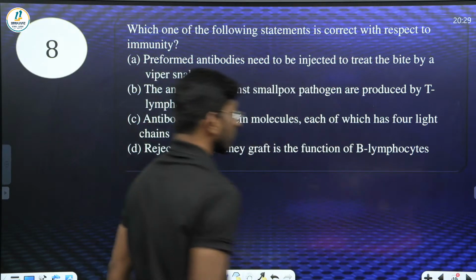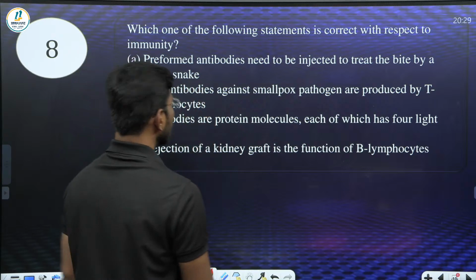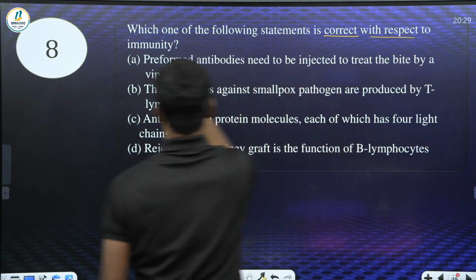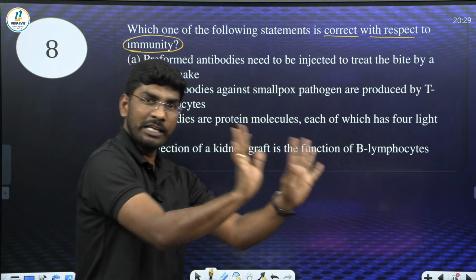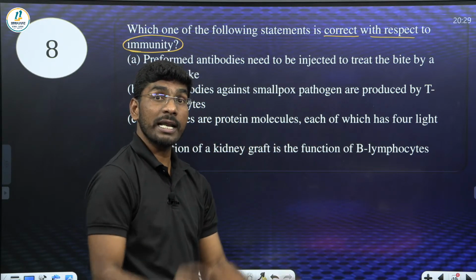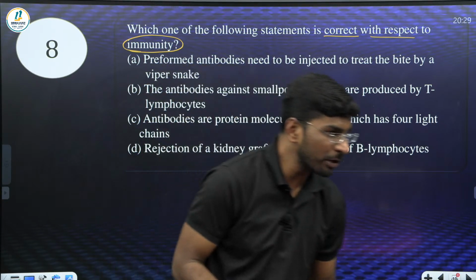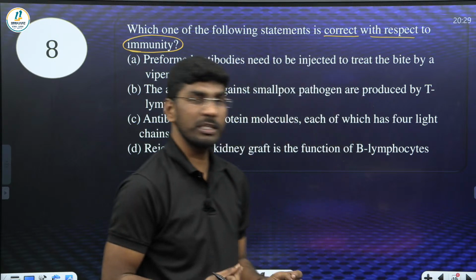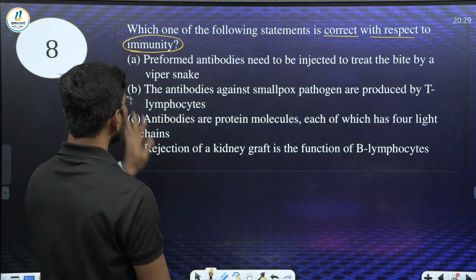Next question, from human health and disease. Which of the following statements is correct with respect to immunity? I'll give you time. I'll wait. Any one of you, the correct statement of immunity. Reem, come on beta, try. Sanjay, Isham, Husna, try beta. What is the correct answer of this one? The rest of 3 are wrong.